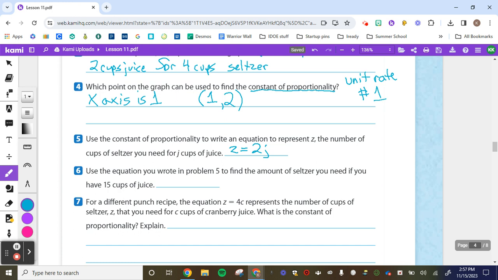Question 6 says use the equation you wrote in problem 5 to find the amount of seltzer you need if you have 15 cups of juice. Well, that's going to be our J. So I can take this equation. We're trying to figure out how much seltzer you'll get for 15 cups of juice. So we're going to replace the juice with 15. So 2 times 15 will be 30. So we will need 30 cups of seltzer if we have 15 cups of juice.